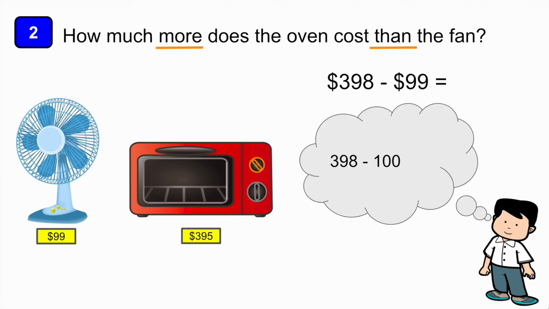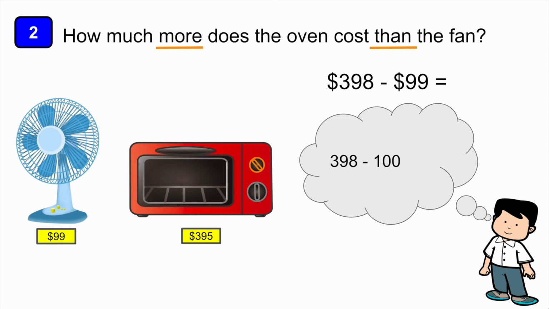I'm thinking in my head 398 minus 100. But I only wanted to take away 99. So in this case, if I'm taking away 100, if I were to write minus 1 at the end, that actually means I'm going to take away one more. I'd be taking away 101, and I only want to take away 99.